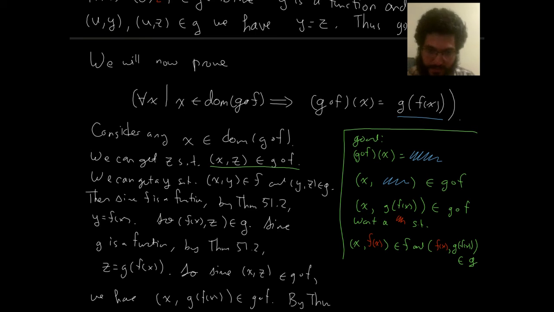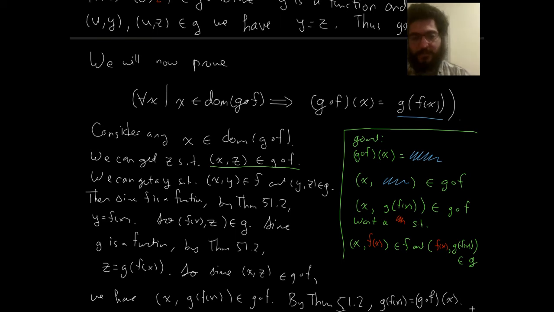So by theorem 51.2, again, so it's the third time we use it here, since g composed with f is a function, the second thing here is g composed with f applied to the first thing. And there we have it. That's what we needed to prove, right? This. And that's proven.